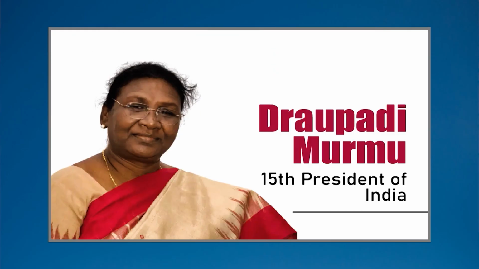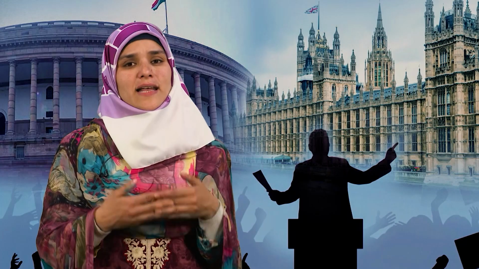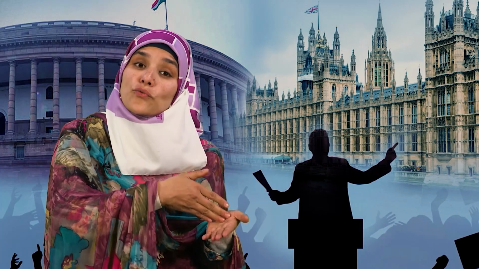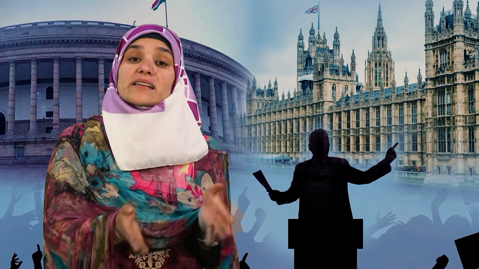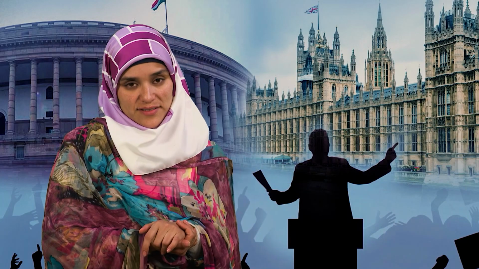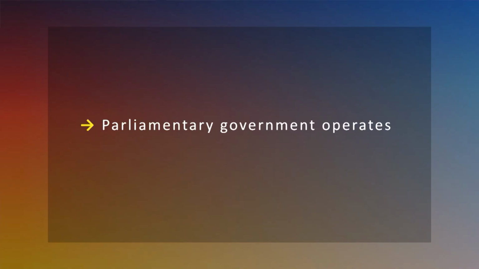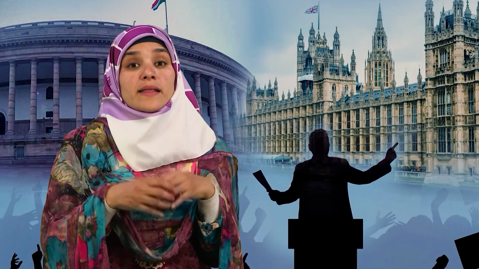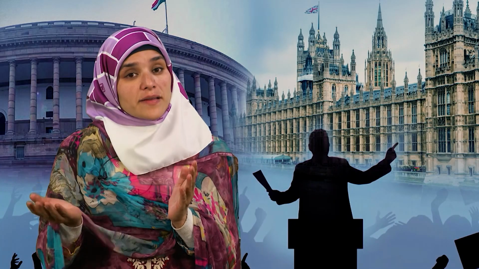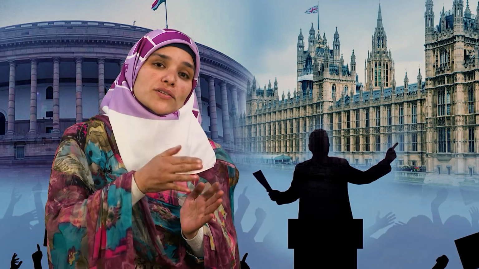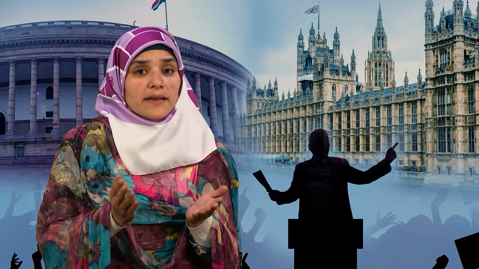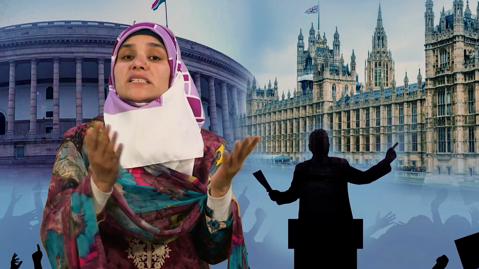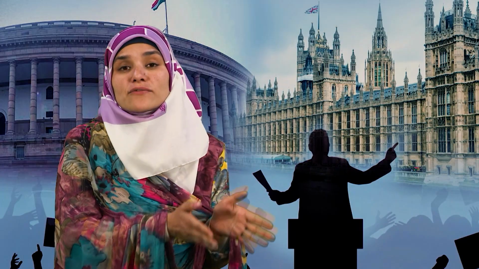So, the King and the President of India are the nominal heads who exercise their power on the advice of the Prime Minister and his Council of Ministers. And then the parliamentary government operates on the principle of fusion of powers. The Prime Minister and other ministers are members of the legislature and are individually and collectively accountable to it.